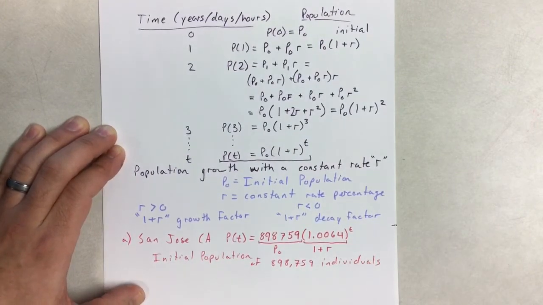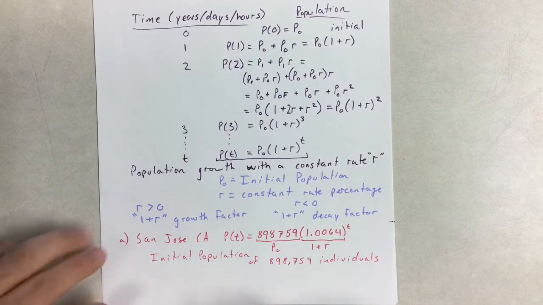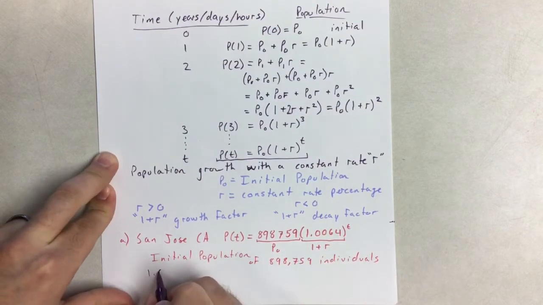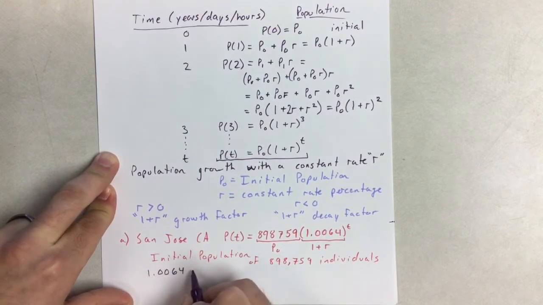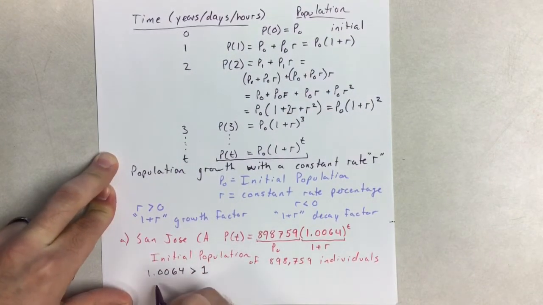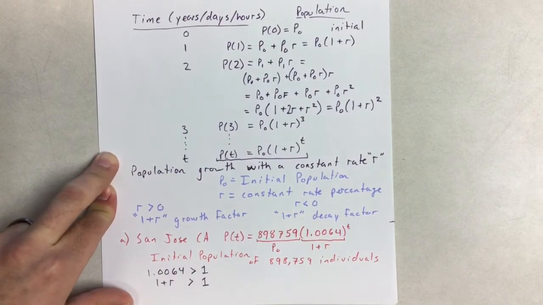But the rate often is not as straightforward. Sometimes it is, sometimes it isn't. So the rate, what we know from this is that 1.0064 is greater than 1, okay? Therefore, 1 plus r is greater than 1, which means that we have a growth factor.